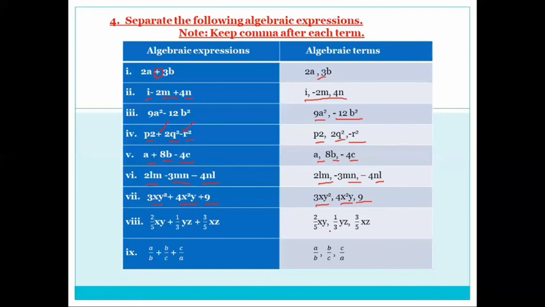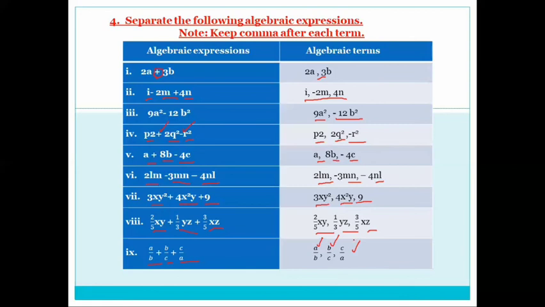But here, in the 7th, 2 over 5xy plus 1 over 3yz plus 3 over 5xz. And here, I have underlined and keep the comma after each term. Here also in the ninth part, a over b plus b over c plus c over a. I will introduce comma after each term, and no need to write the plus here. Just the first term, then b over c, no need for plus, and here c over a.